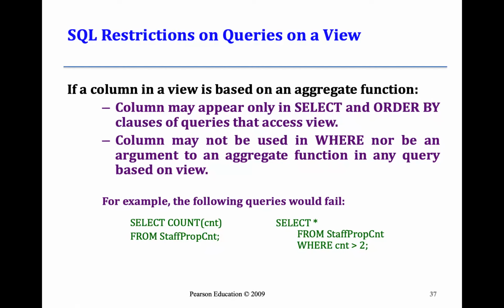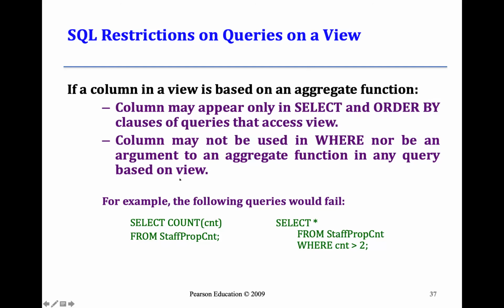So it certainly helps if you can use a view in another query. There are some restrictions on what you can and cannot do. If a column in a view is based on an aggregate function, this is where you run into the most problems. It can only appear in a select and order by clause. It's not allowed to appear in a where clause.